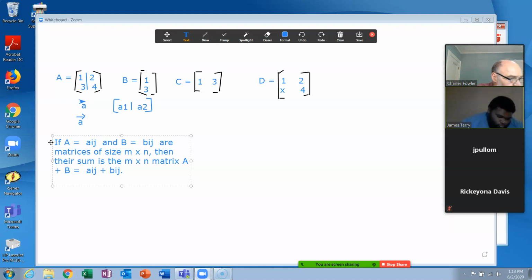The sum of two matrices of different sizes is undefined. In other words, you can't do it. Let me elongate this out to make it a little bit easier to read, maybe.